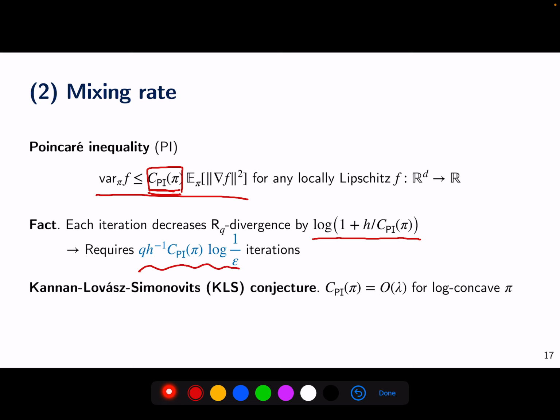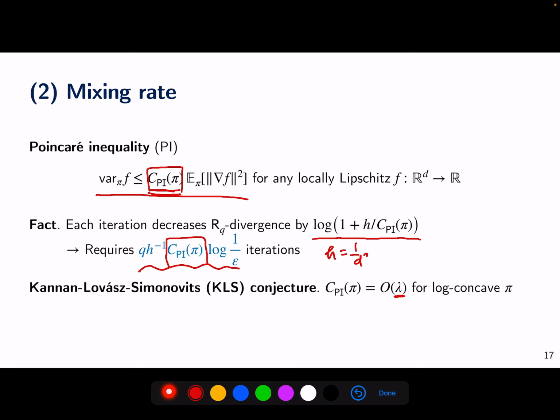And we know that h should be 1 over d squared, right? Then the next question is what C_PI, the Poincaré constant of the uniform distribution, should be. And here is where the KLS conjecture comes in. It posits that the Poincaré constant of the log-concave measure phi is within some constant of the largest eigenvalue of the covariance matrix of phi.